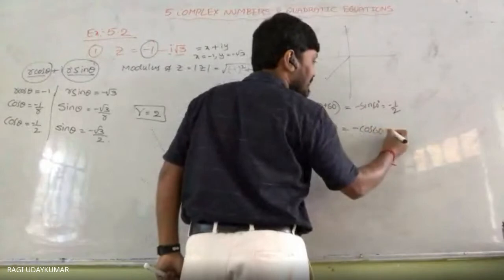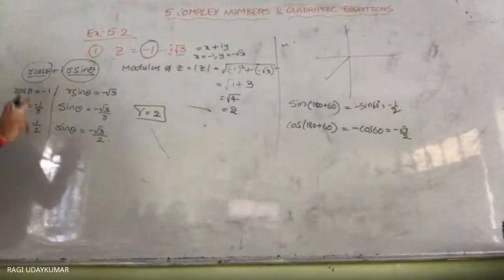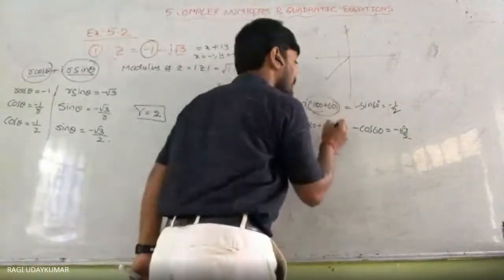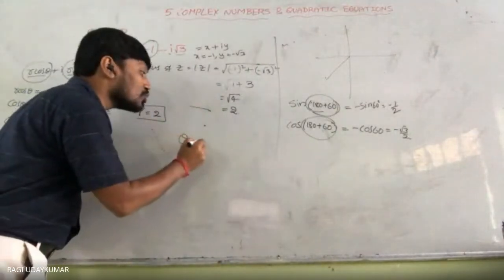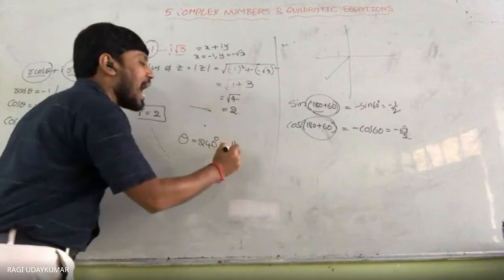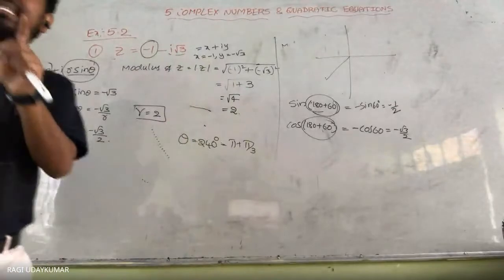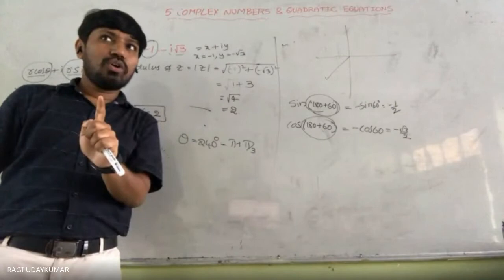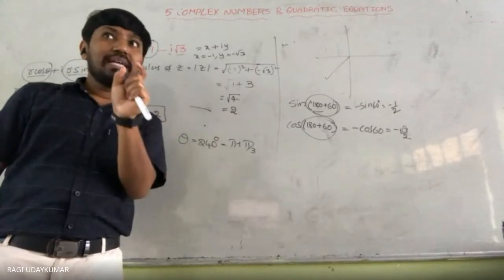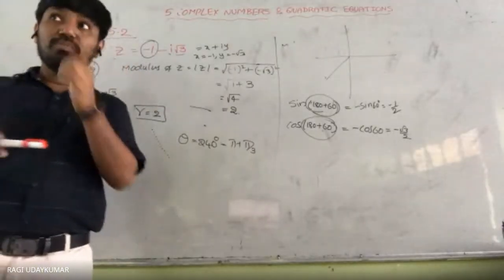That is minus cos 60, which gives minus 1/2. So for what values are we getting it? Not 60, but 240 degrees. So theta is equal to 240 degrees, or you can say π plus π/3. Here the question is not asking for the principal argument. In the question, I told you the principal argument is not being asked, only the argument. If the principal argument is asked, what did I say about it?